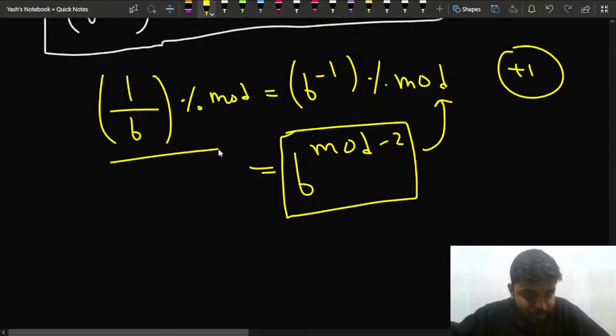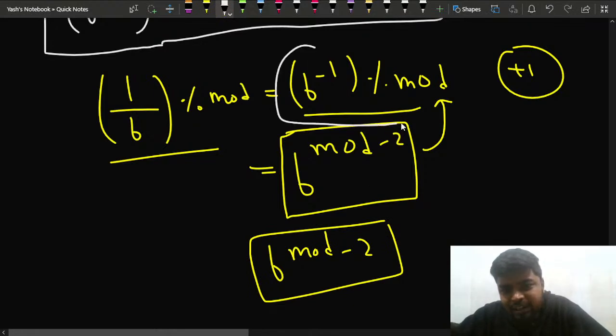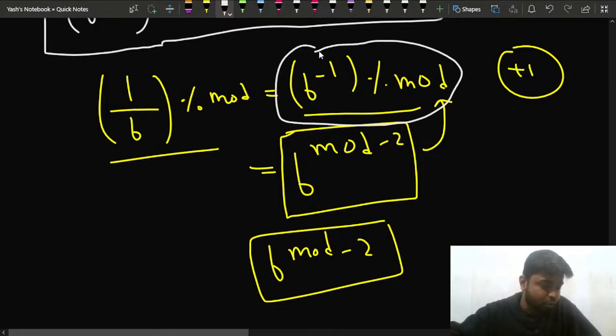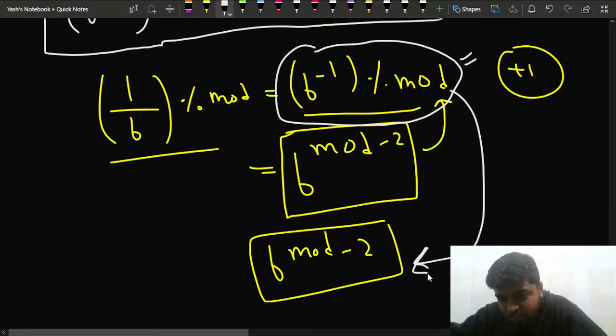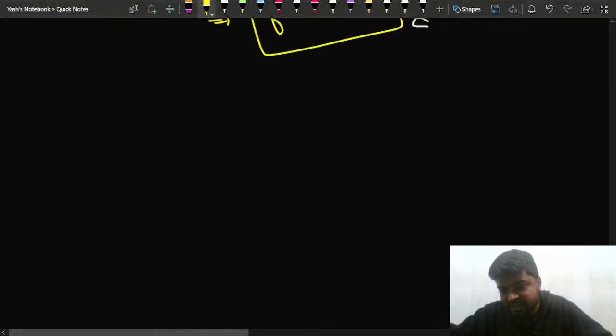If you have 1 by b mod m, you write it as b to the power minus 1 mod m, and that can be represented as b to the power mod minus 2. So if you calculate this value, then that is nothing but the modulo inverse, right? This part you won't be able to calculate directly. So this part is what? b to the power minus 1 mod m. Its equivalent value is this, right? If you calculate b to the power mod minus 2, then you will be able to get this part, the exact same value. So this is the thing.